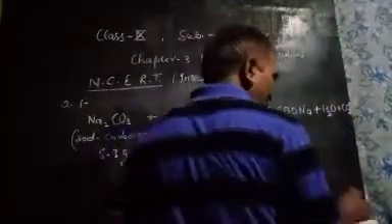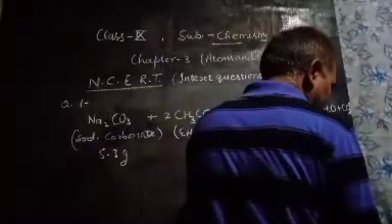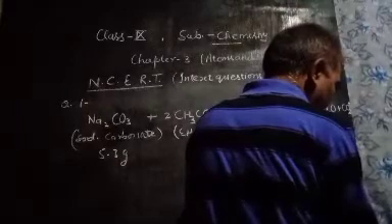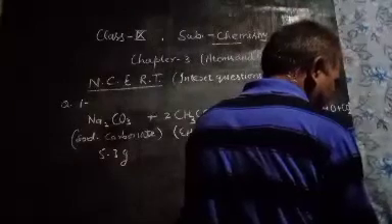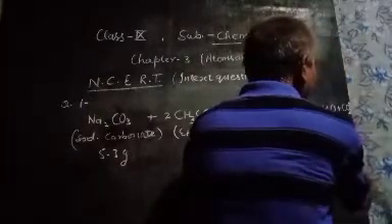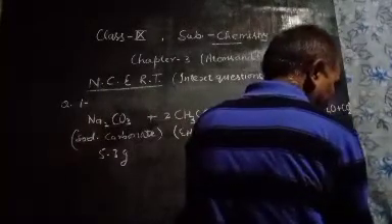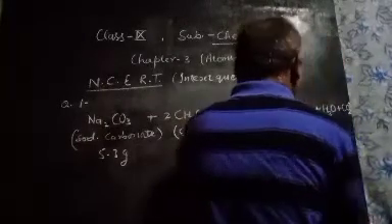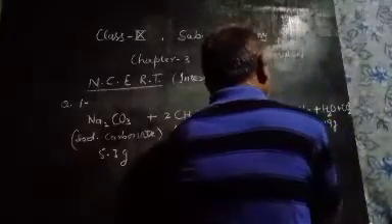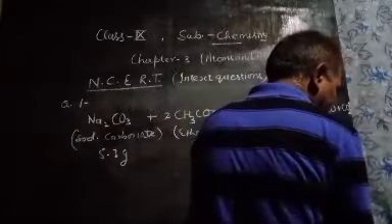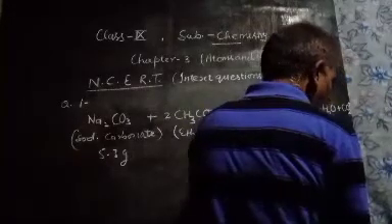The products were 2.2 gram of carbon dioxide, 0.9 gram of water, and 8.2 gram of sodium ethanoate. Sodium ethanoate is 8.2 gram, and carbon dioxide is given as 2.2 gram.